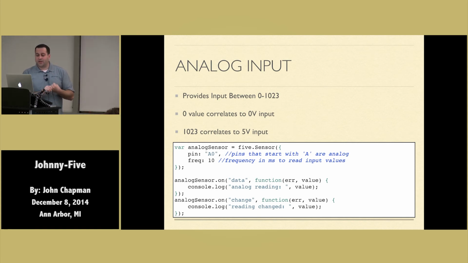So the way this works is I create a new Sensor. Before we talked about digital sensors, when we did the motion sensor, now we're talking about analog sensors. On the Arduino, the analog sensors start with an A value. So A0 is just the first analog pin on that Arduino. In this case, I'm also specifying a frequency to say, poll that pin, check the voltage every 10 milliseconds. Again, it's the same data and change events. So I can get notified whenever that value changes or whenever I get a new value, which is every 10 milliseconds.